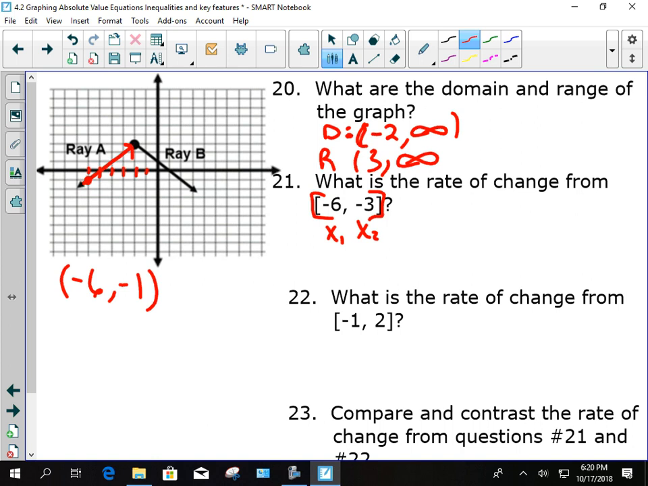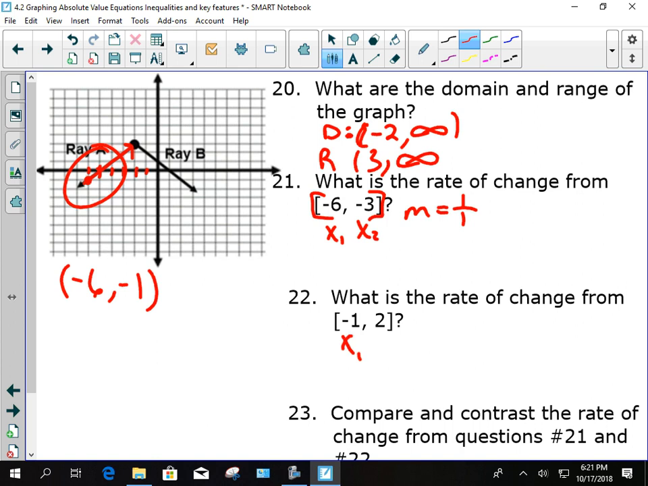So this ray right here, from left to right, it's increasing. It goes up from left to right. So the rate of change, we already know it's 1/1. So your rate of change here, your m equals 1/1 or 1, because it's on this ray. Your rate of change is increasing.